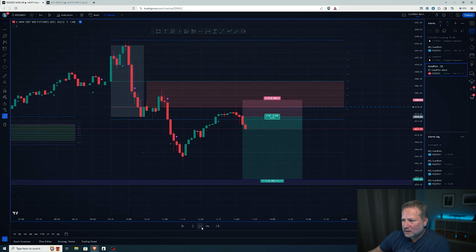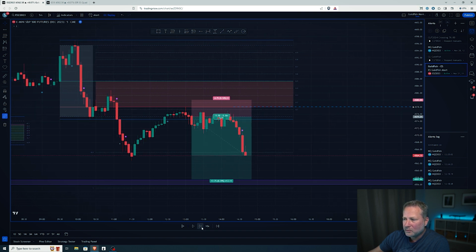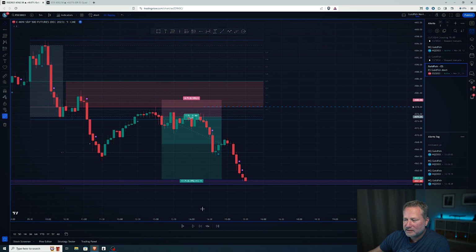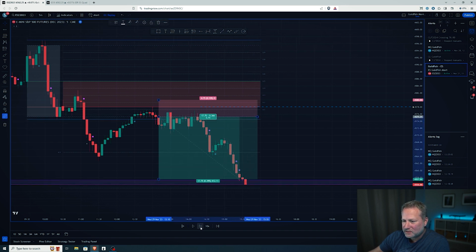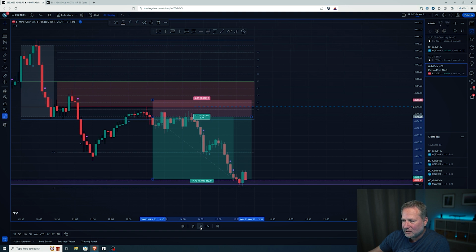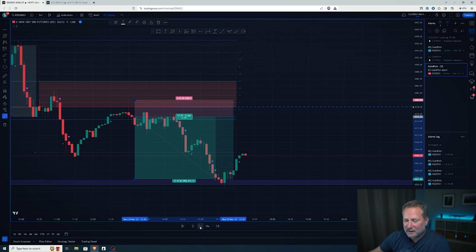And we can move forward and boom, boom, boom, boom, boom. We are all the way down. And notice how good this particular level was. We actually come down, just barely breach the bottom of the level, and then we turn the rest of the day, until the end of the day.